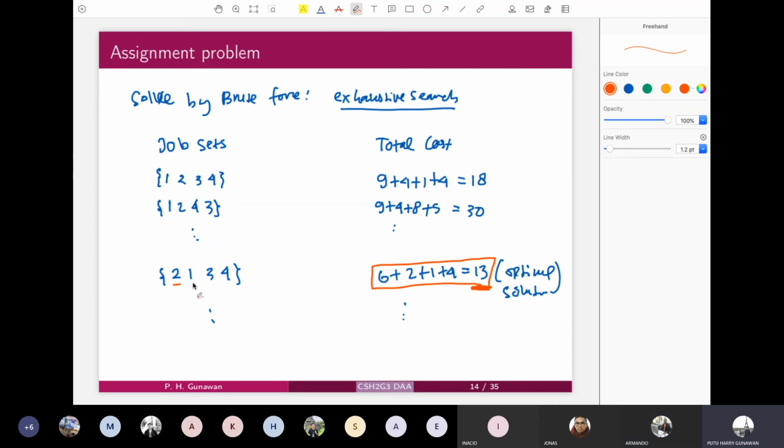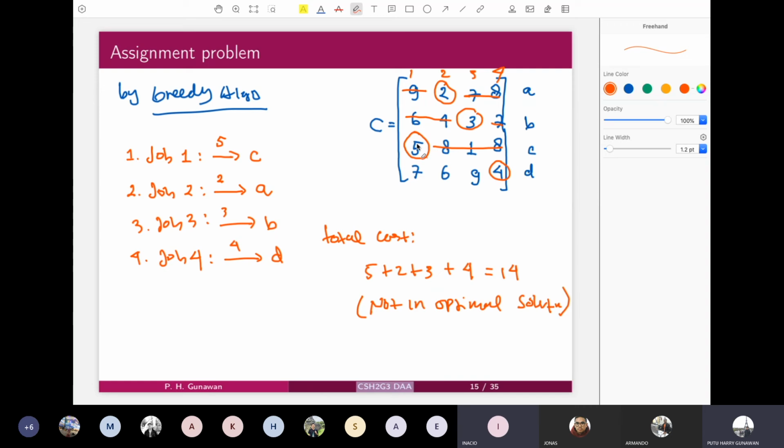It's related to the previous one. If you have 2, 1, 3, 4, it is the optimal solution. You can check. If 2, 1, you will have the optimal solution. But in this one, since this is greedy, we cannot decide the optimal or not optimal if we only calculate by greedy.